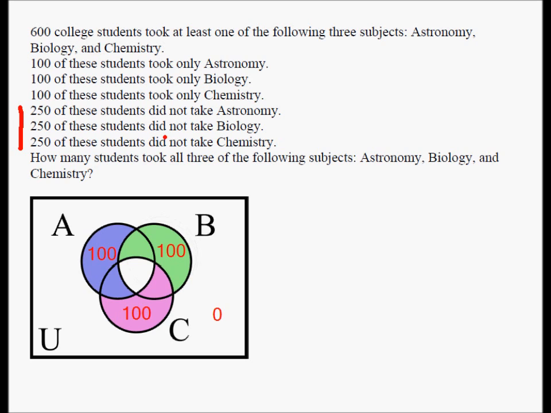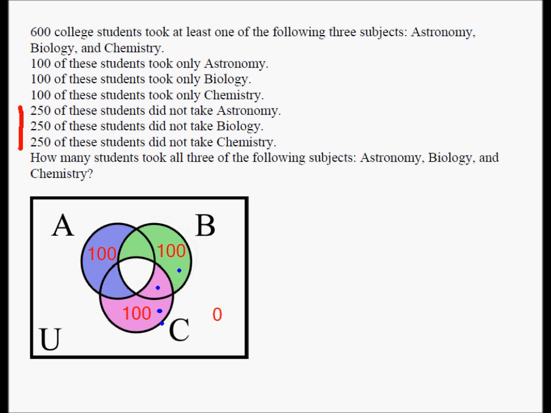250 of these students did not take astronomy. That tells me these 3 numbers should add up to 250. Now, green probably is not the best choice. Let's use blue. These 3 numbers should add up to 250. Why? 250 of these students did not take astronomy. These are the people who did not take astronomy.